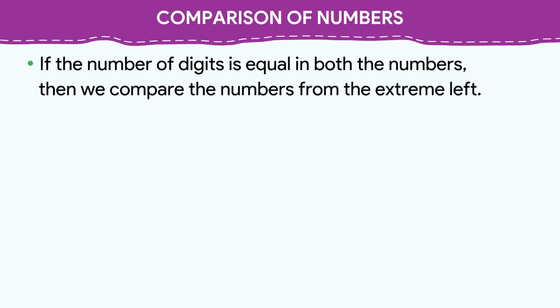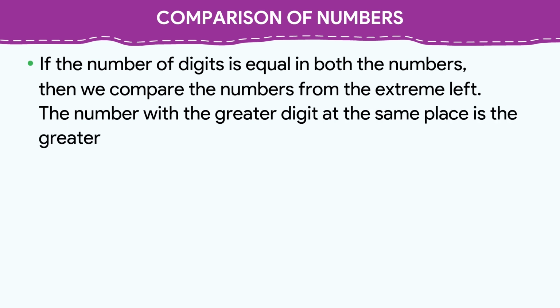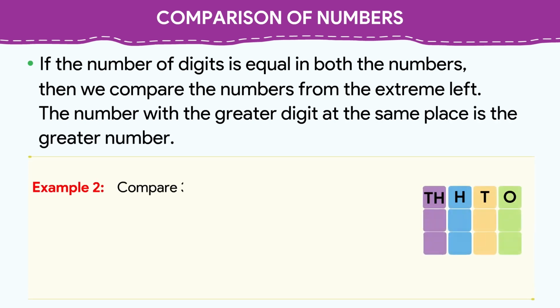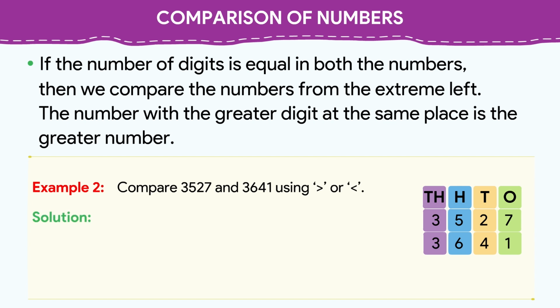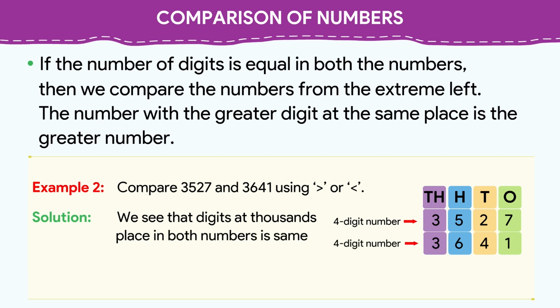If the number of digits is equal in both the numbers, then we compare the numbers from the extreme left. The number with the greater digit at the same place is the greater number. Example 2. Compare 3527 and 3641 using greater than or less than. Solution: we see that digits at thousands place in both numbers is same but at hundreds place, 6 greater than 5. So, 3527 less than 3641.